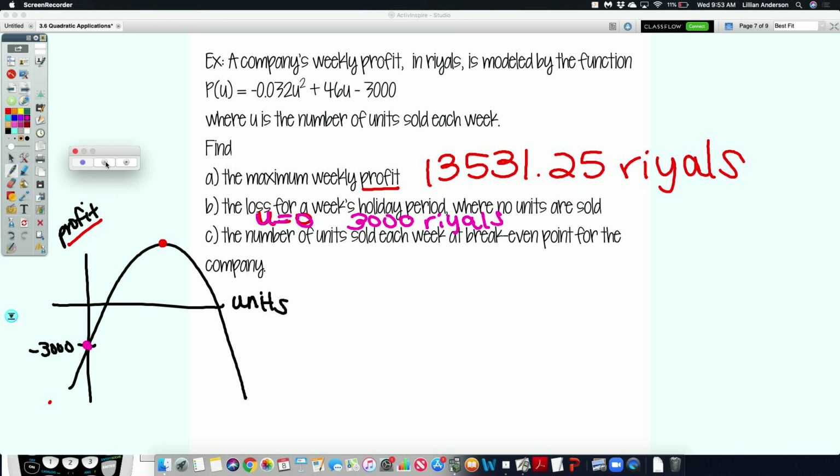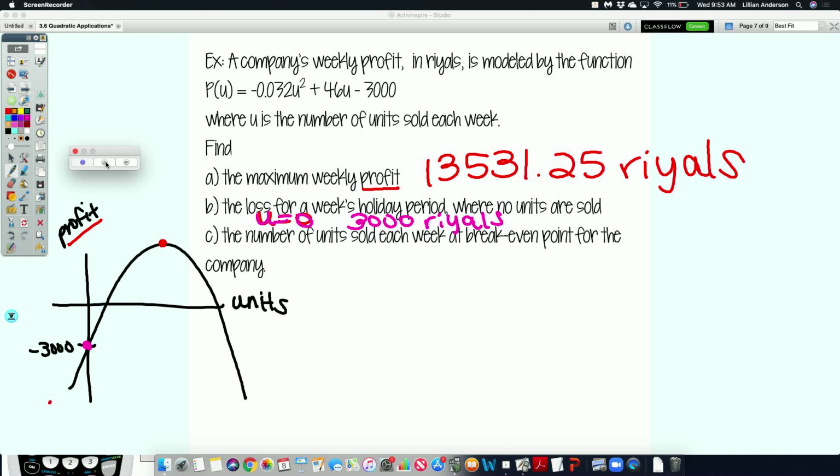Now it says for C, find the number of units sold each week at the break-even point for the company. What does break-even mean? Like when they're not making a profit, but they are making enough where they're not losing. Y equals 0. So that's where Y equals 0. Yep. So find the number of units sold each week at the break-even point for the company.